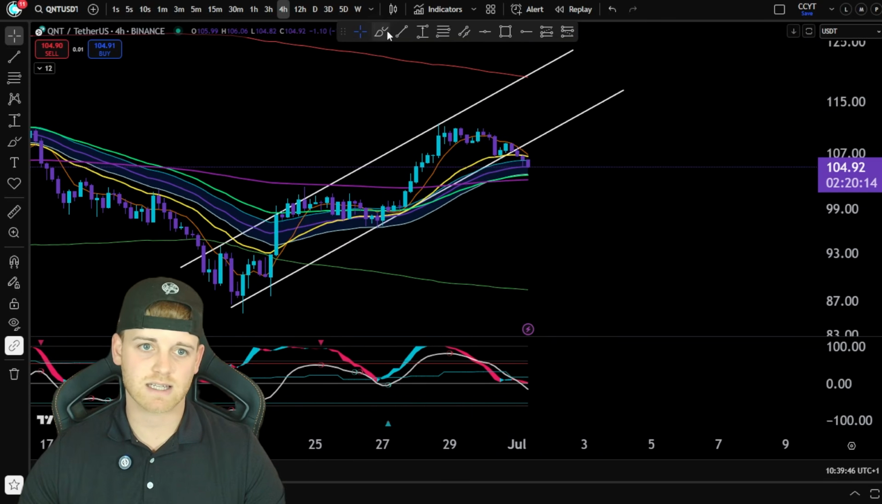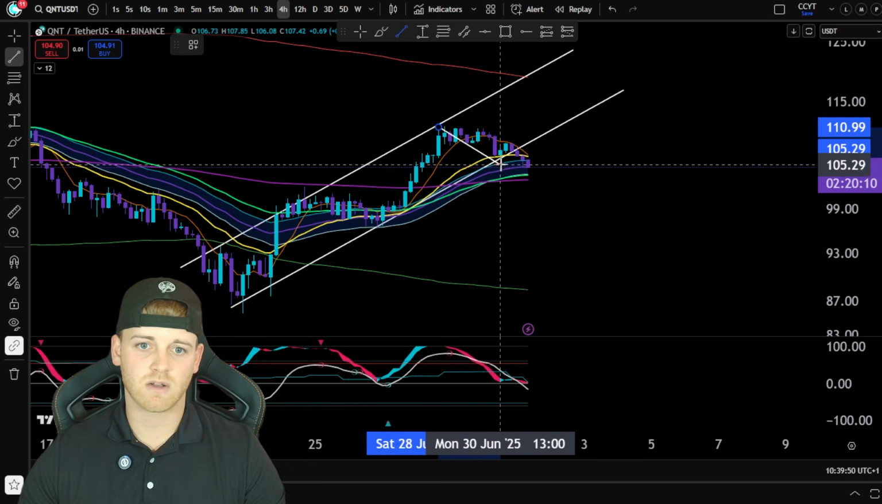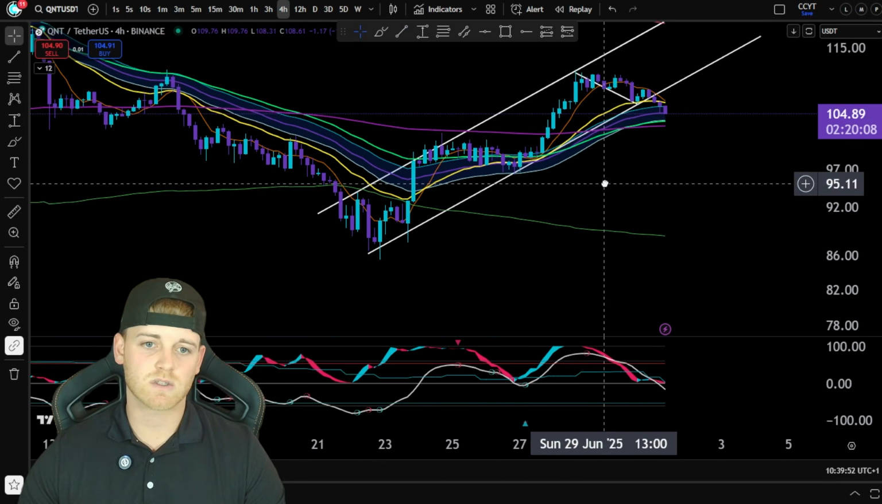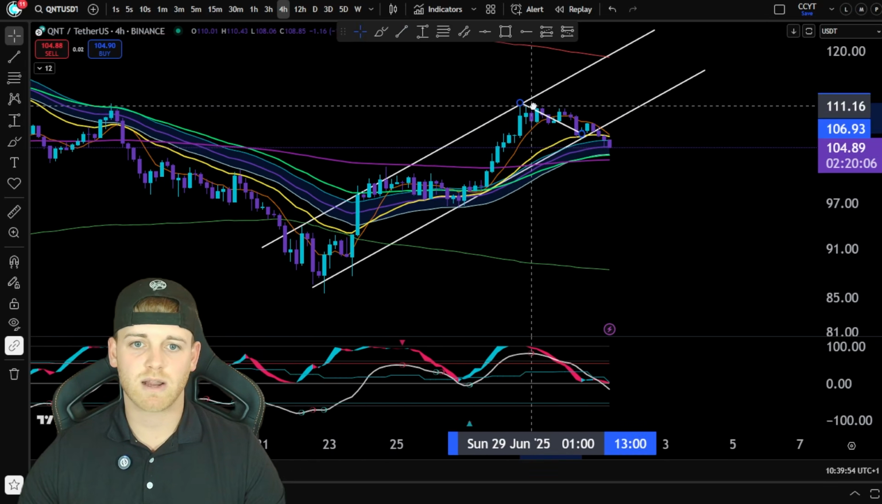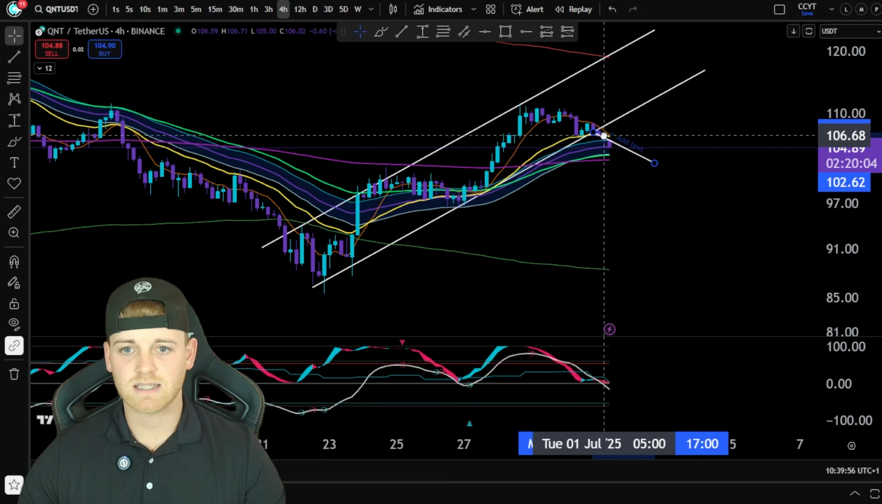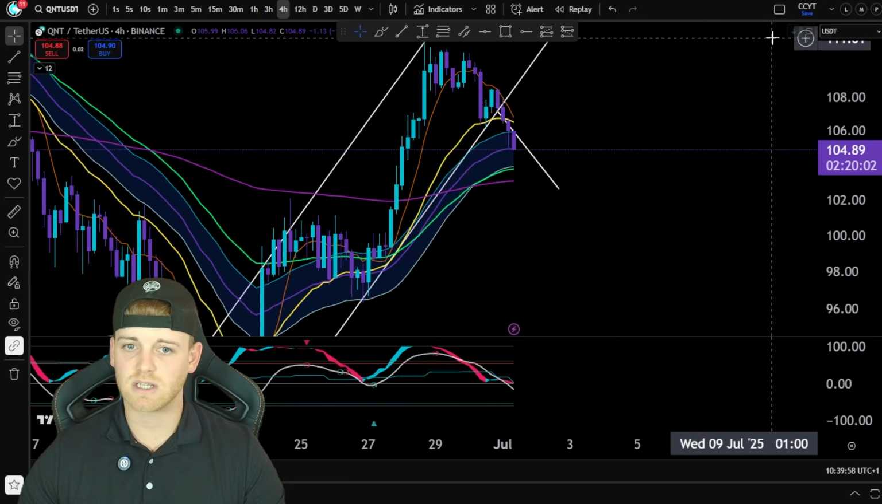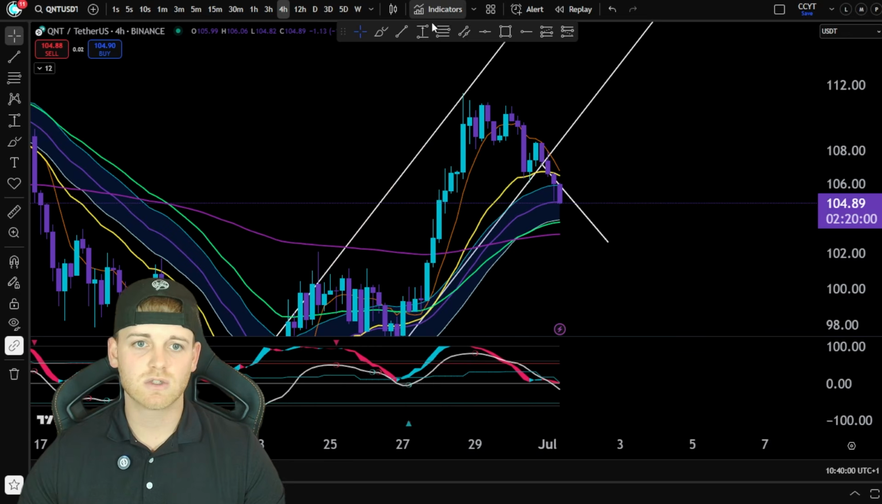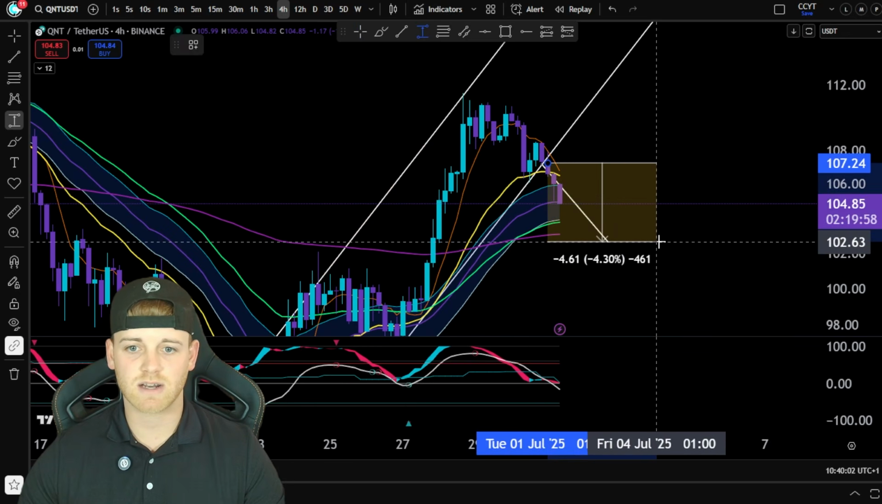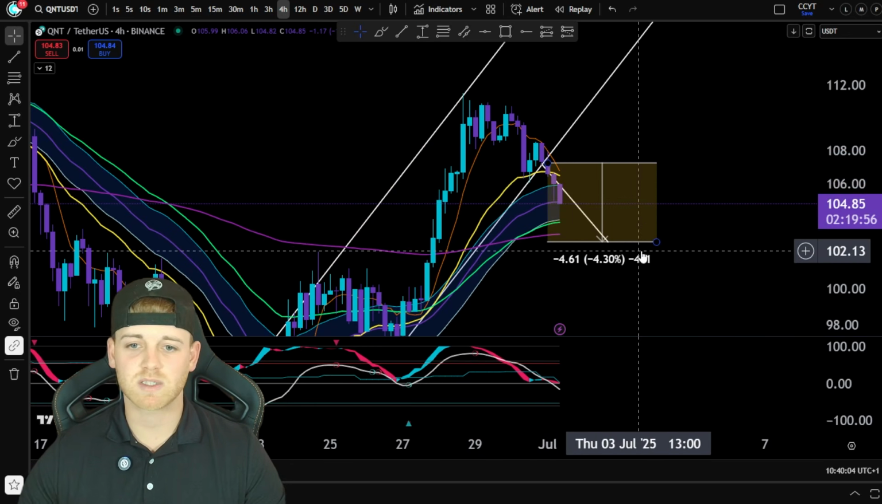Okay, this is a breakdown. The breakdown usually consists of something along the lines of this. So you can see this is an upward sloping parallel channel. Upward sloping parallel channels tend to usually break down. Okay, so this is actually quite an interesting move to the downside here, because you can see it's currently happening right now for around 4.3%.